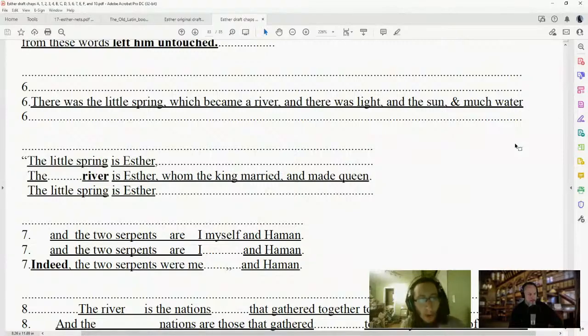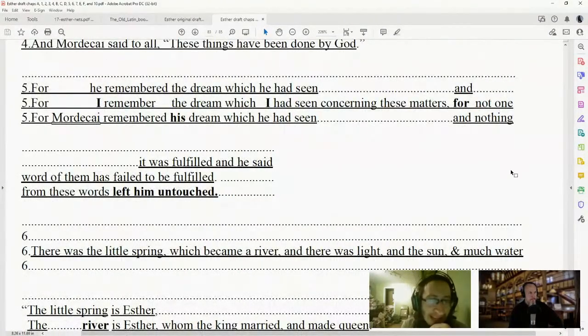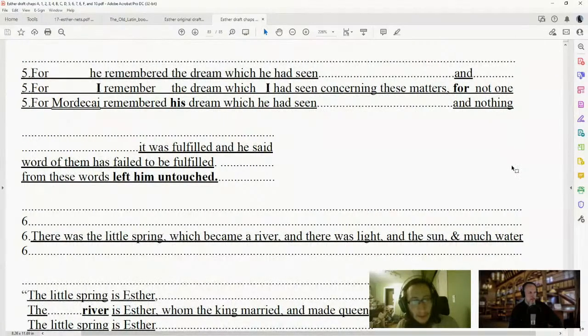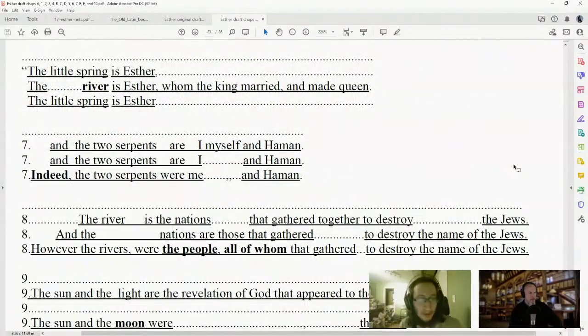Let's see here. Oh, I want to point something out to you guys. Notice in verse 5, remember where I said one says "I" and the other says "he"? But look in verse 7. All three versions in verse 7 have the first person. It has "I" and "me." So it's unlikely that the original author used inconsistent pronouns.